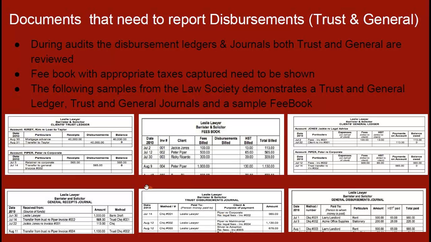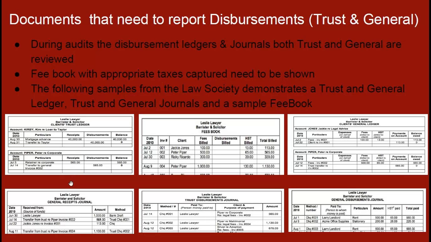So let's quickly highlight the client's trust ledger, the first ledger that you see on the top left corner. This is for Kim Kirby. You look at the mortgage advance, the receipt, the transfer that's being done. And at the bottom of that, you look at the actual transfer to the general after the invoice has been raised. Okay? So that's your trust ledger.